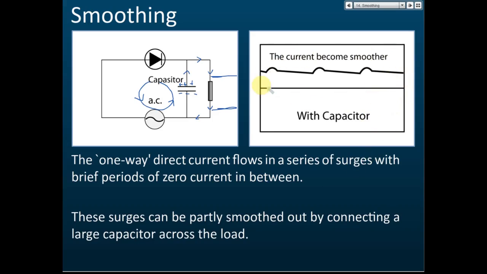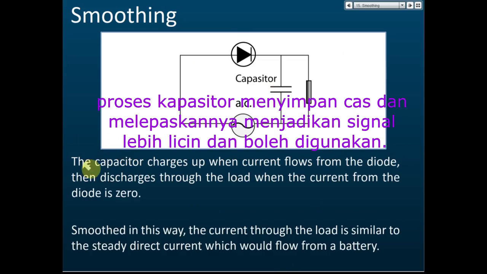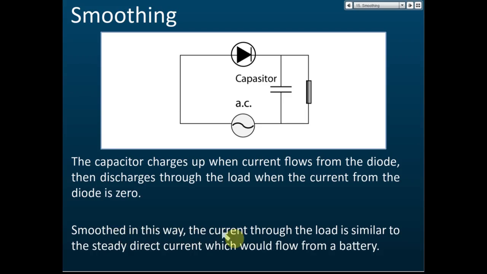So this process is called smoothing. We connect a capacitor parallel to the resistor here, then we can smooth the current. So the capacitor charges up when current flows from the diode, then discharges through the load when the current from the diode is zero. Smoothed in this way, the current through the load is similar to the steady direct current which would flow from a battery.